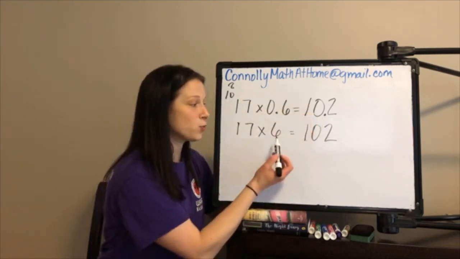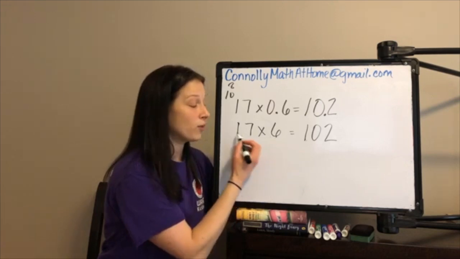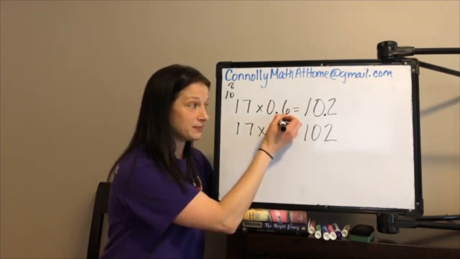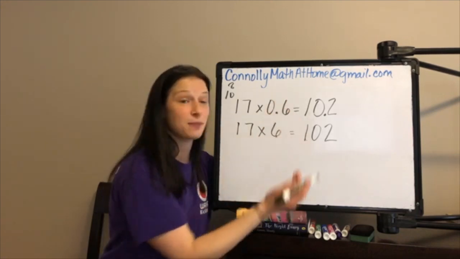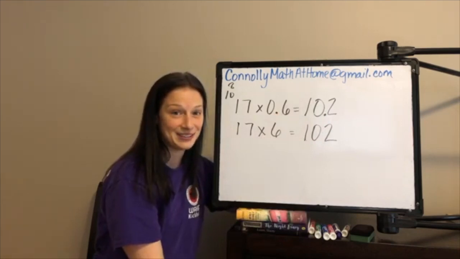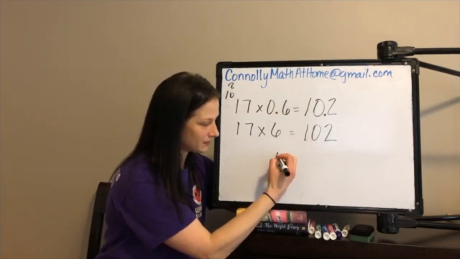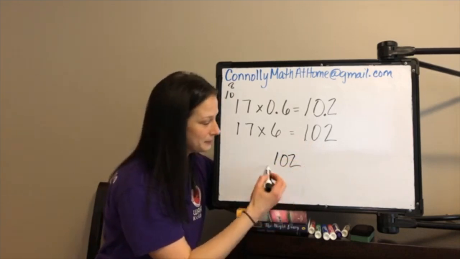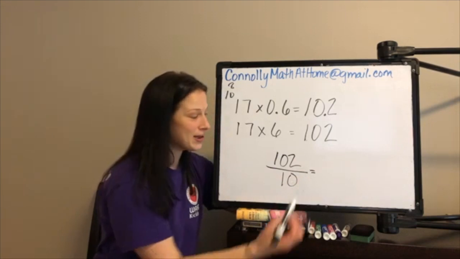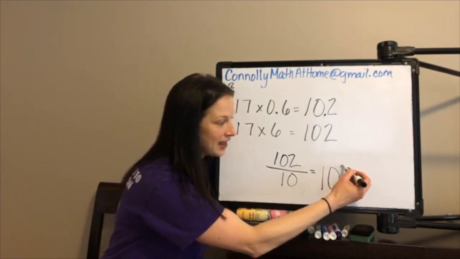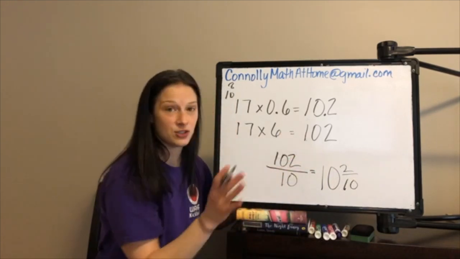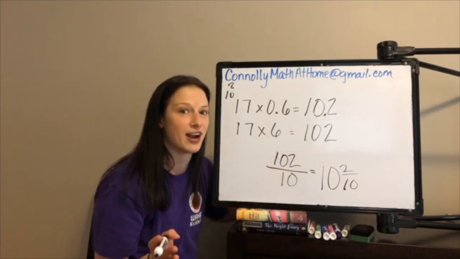Another way to think about it is what happened to the factor. When I think about the whole number, 17 times 6, I think about what happened to this factor. It got 10 times smaller. So what happens to my product? It gets 10 times smaller. Okay, so 102 divided by 10, I'll show you one other way, you all know will be 10 wholes and 2/10 left over. So if you're still struggling with where that decimal goes, you can think about fractions.